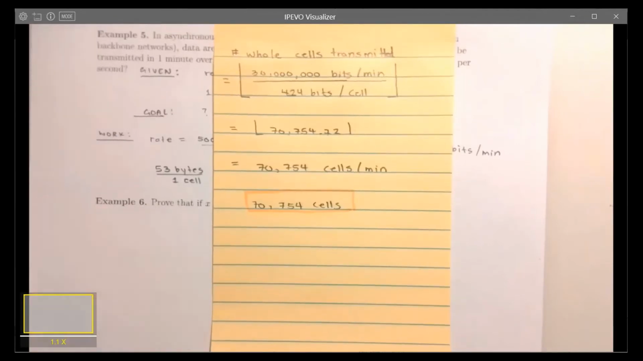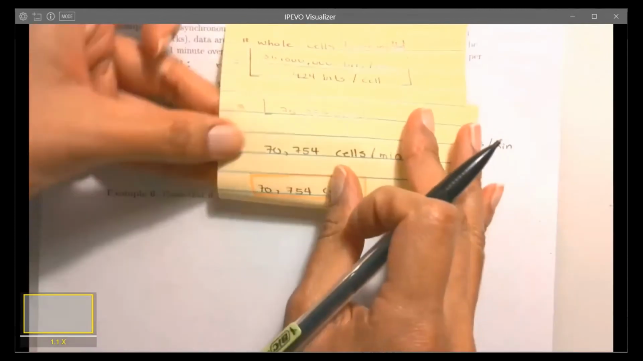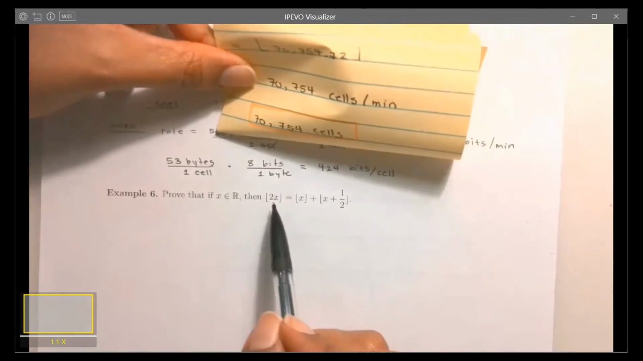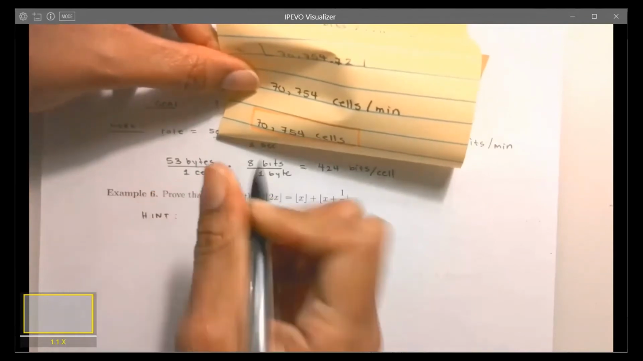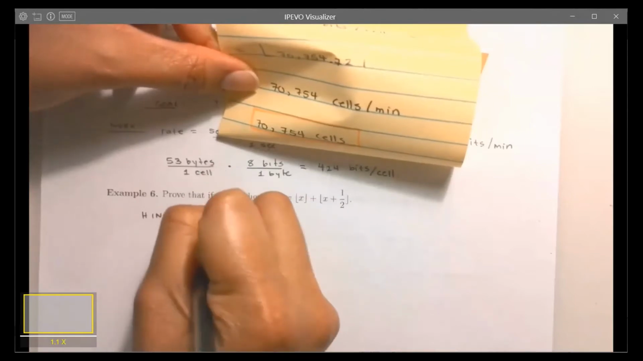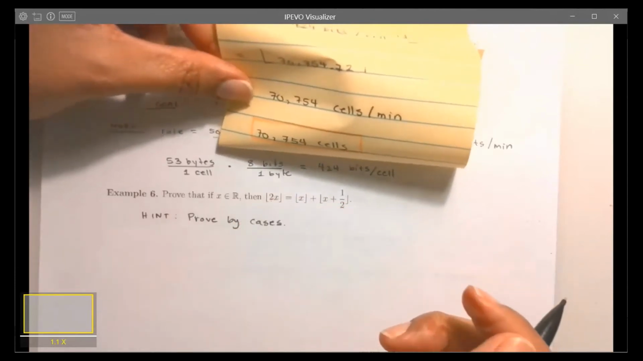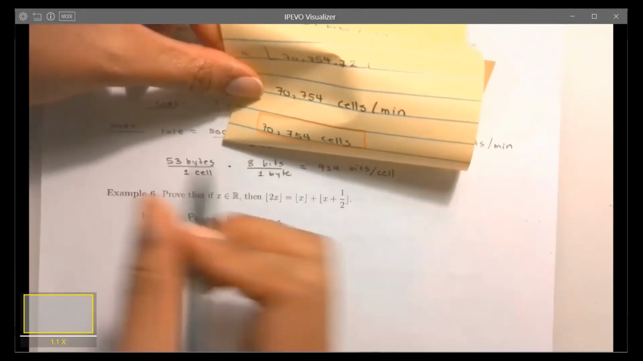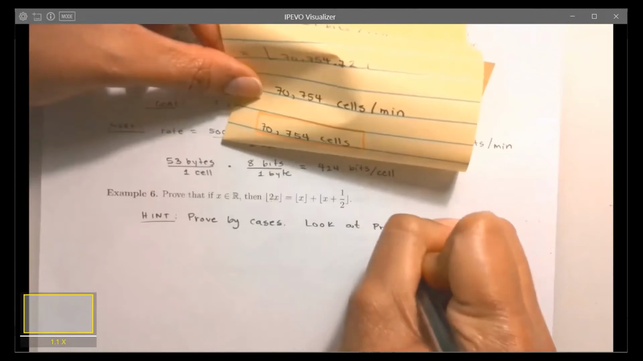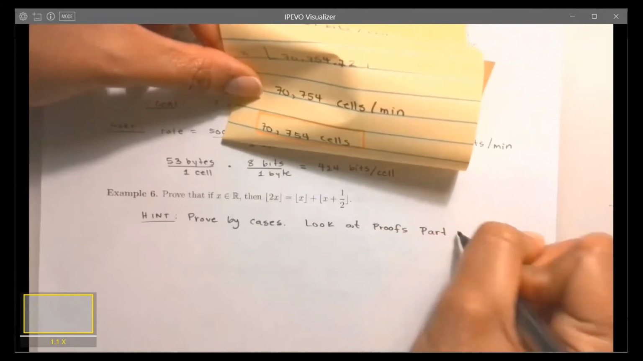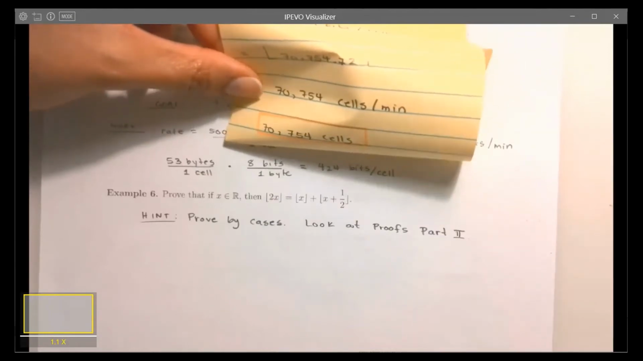All right, and then number 6, I'm going to skip over simply because this is more of a proof problem. I'll give you a hint though, because we have solved this type of problem before. Example number 6 is to prove that the floor of 2x is equal to the floor of x plus the floor of x plus a half. The hint for this is to solve by using a proof by cases. I believe in proofs part 1 is where we completed a very similar example. So I'm going to ask you to look at proofs part 1. It's 1 or 2? I think it's 2. If it's different, I'll change it before I scan and upload to Beachboard.